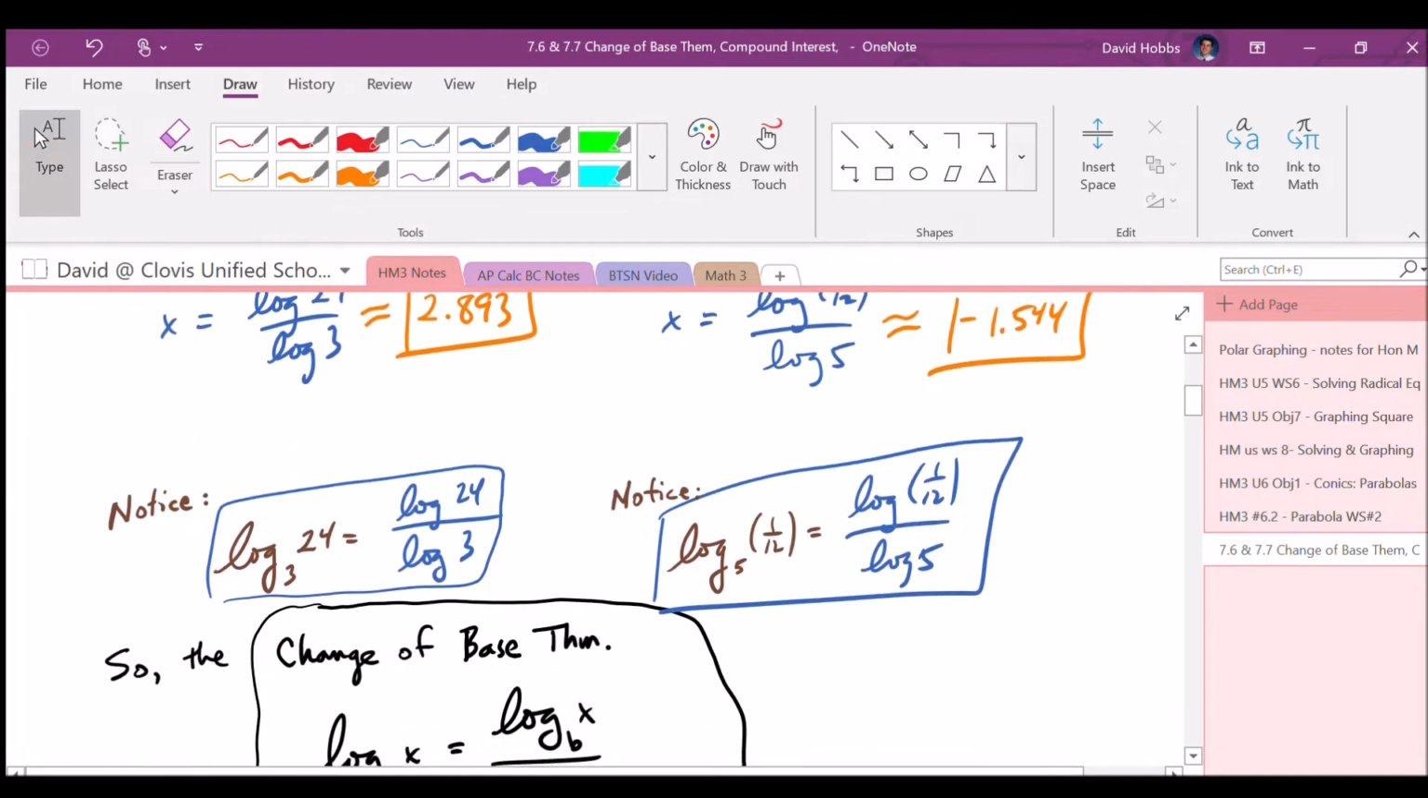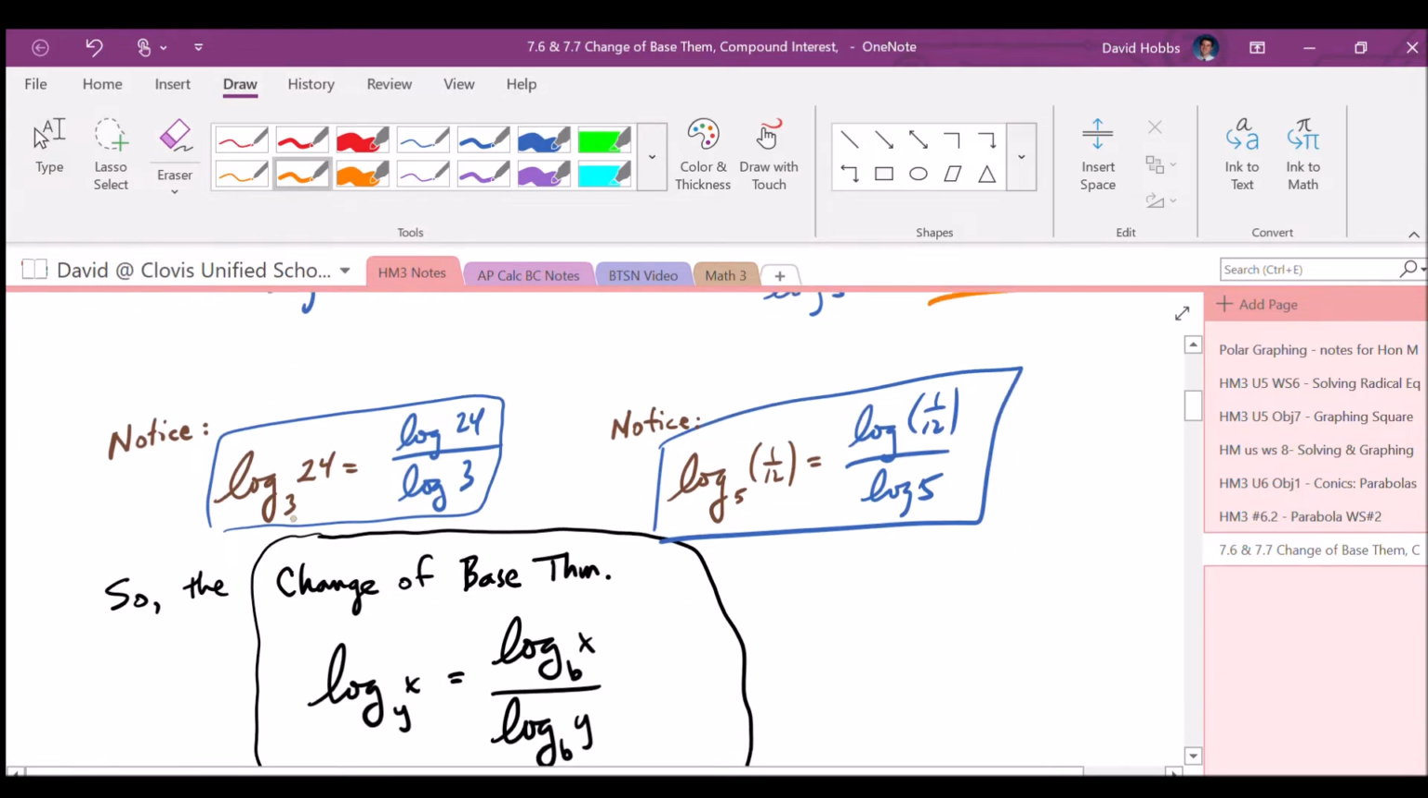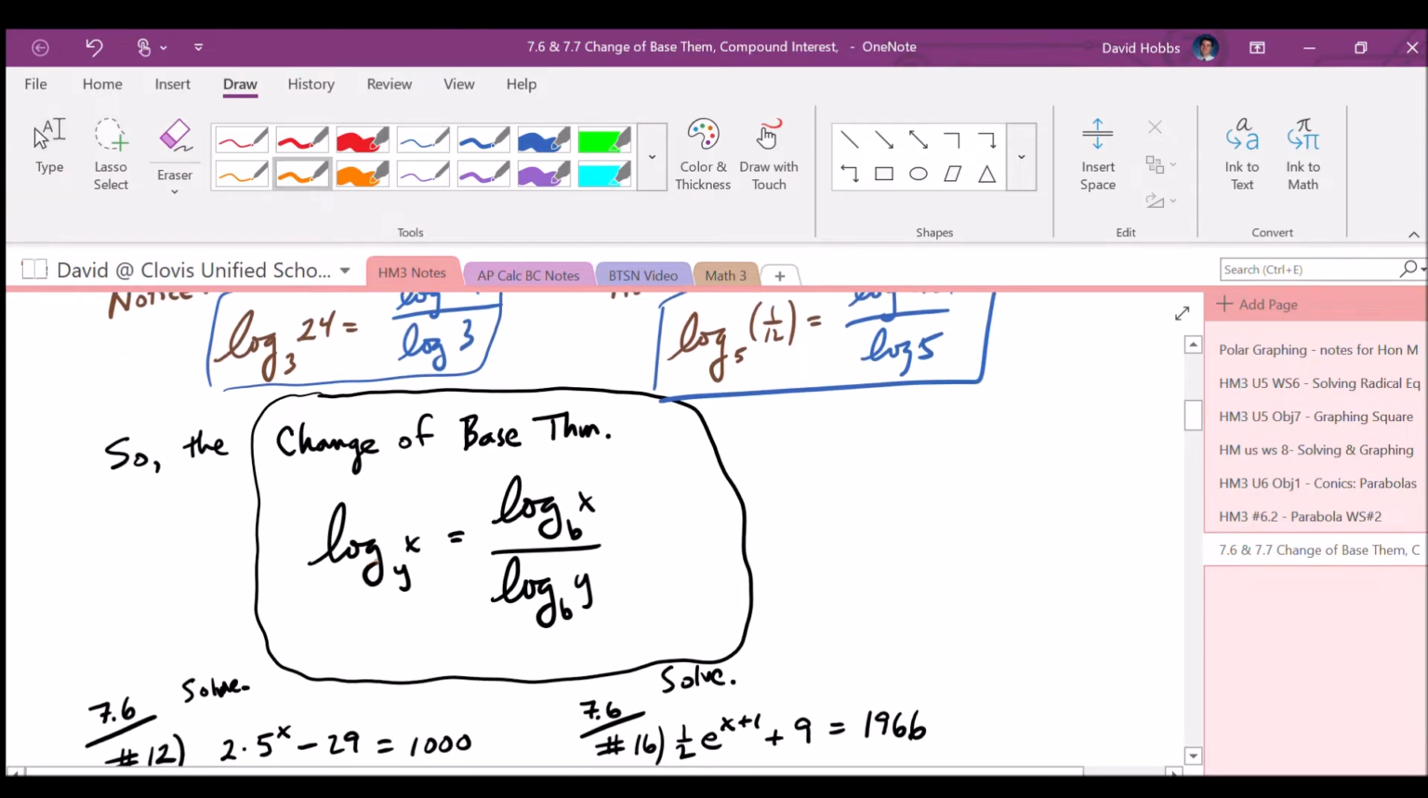Okay, so now we're trying to notice the pattern, and so log 24 base 3 became log 24 base 10 divided by log 3 base 10. Log 1/12 base 5, log of 1/12 base 10 divided by log 5 base 10. And so the change of base theorem is if we have log x base y, we can write it as log of x base b over log of y same base. So as long as the base is the same, we can change the base to whatever we want. Now I was changing it to base 10 because every scientific calculator knows base 10.